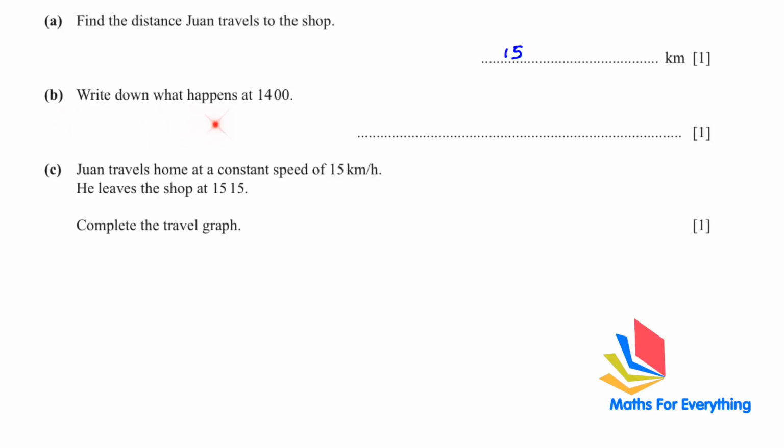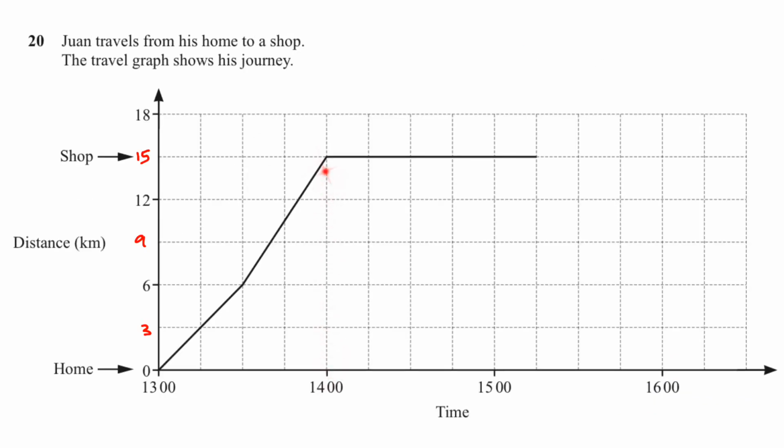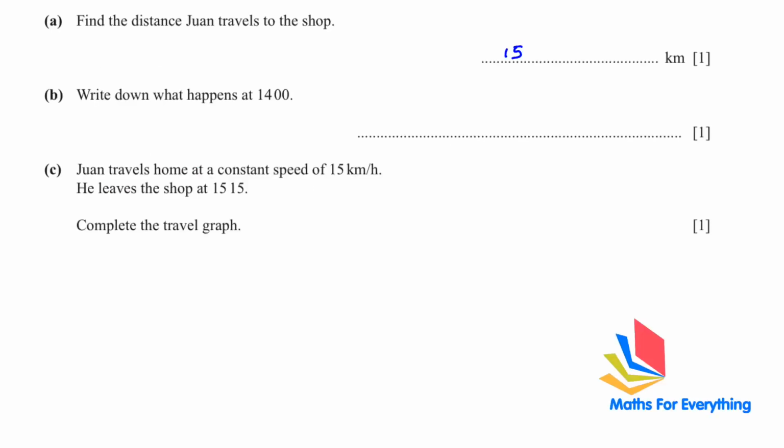Next, write down what happens at 1400. 1400 is here. So he arrives at the shop. He stops there, right? He is at the shop. So you can say he arrives at the shop.